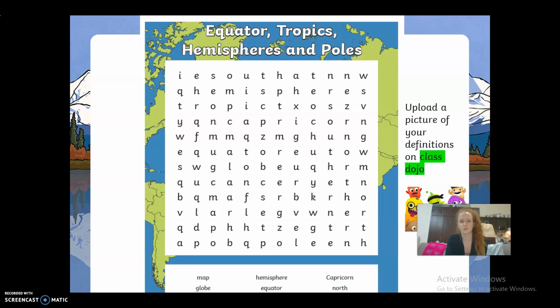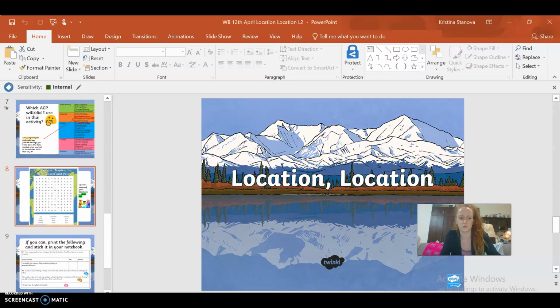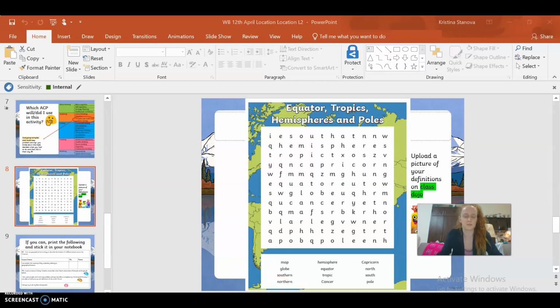All right, so you will have this worksheet. On the bottom, you have these words: map, globe, southern, northern hemisphere, equator, tropic, Cancer, Capricorn, north, south pole. So from these words, once you found them, now you will have to define the word map, globe. Guys, you don't have to define the word southern. You have to put the word southern together with hemisphere. So southern hemisphere, northern hemisphere, equator, tropic of Cancer, tropic of Capricorn, north pole, south pole. So how is that going to look? So I'm going to open a Word document.